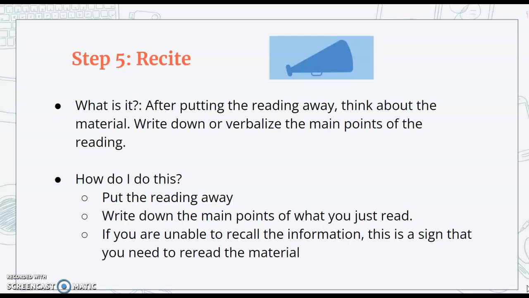The fifth step to the PQ4R reading method is recite. After putting the reading away, think about the material. Write down or verbalize the main points of the reading. If you're unable to recall the information, this is a sign that you might need to reread the material. This is an important step because recitation will make it clear exactly what you know and what you don't know about what you've read.